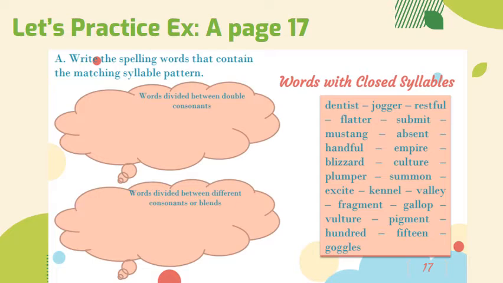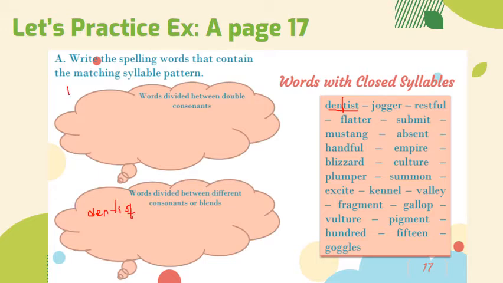Write the spelling words that contain the matching syllable patterns. The first syllable pattern says words divided between double consonants. In the first cloud, I have to put the words that must be divided between double consonants. In the second one, I have to put the words that should be divided between different consonants or blends. Dentist, for example. If you notice, I have two different consonant letters, so I have to divide between them. So I have to put it in the second cloud. Dentist goes here, because I don't have double consonants.